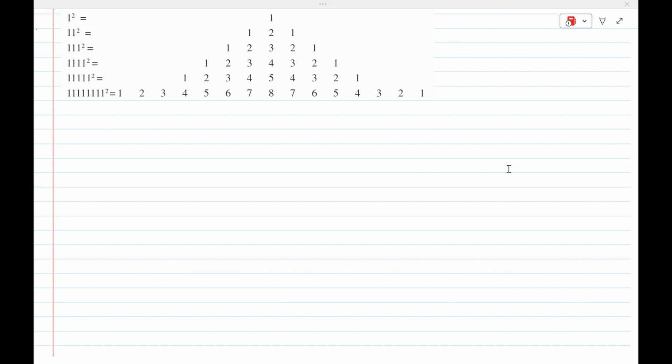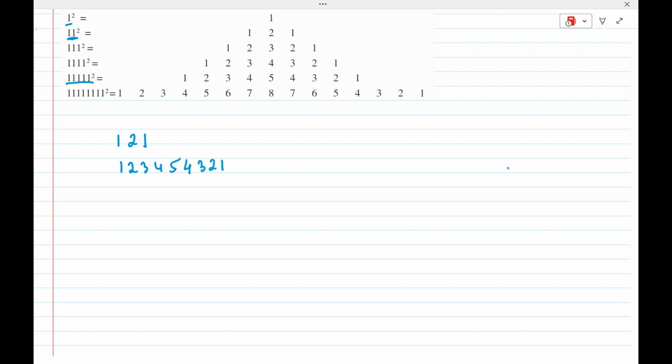Here I want to show one pattern. Any number in this pattern, like 1 square, then 11 square, then 111 square, and so on, means the number consists of only 1s. That is, 1 square is 1. See, 11 square is what? I have 2 ones, so I'll write 1, 2, then again 1. Suppose I have a number with 5 ones, what will I write? 1, 2, 3, 4, 5. Because I have 5 ones, I'll write up to 5. Then again I will return, in the reverse order, 4, 3, 2, 1.